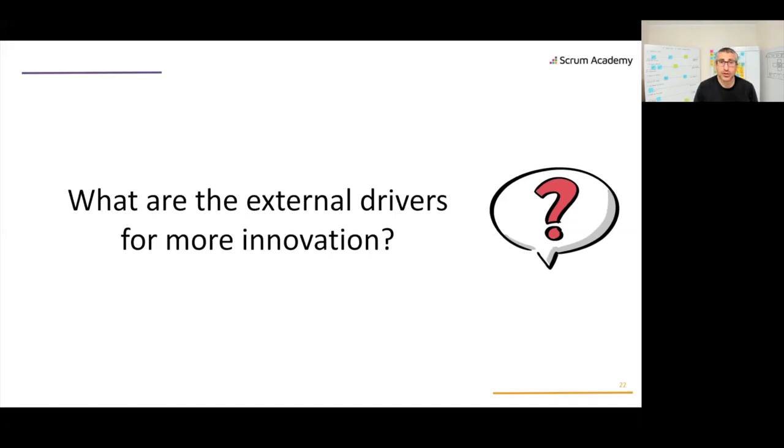What are the external drivers for more innovation? So we talked about the need for innovation, right? And what needs to be in place for innovation to emerge. But what are the external drivers that put more and more pressure on organizations to innovate? Think about it, and you know where to put it in our chat. Changes in law, so regulations, competition, customers and competitors, digitalization, so technology in general, right? A ton of reasons that result in more change.